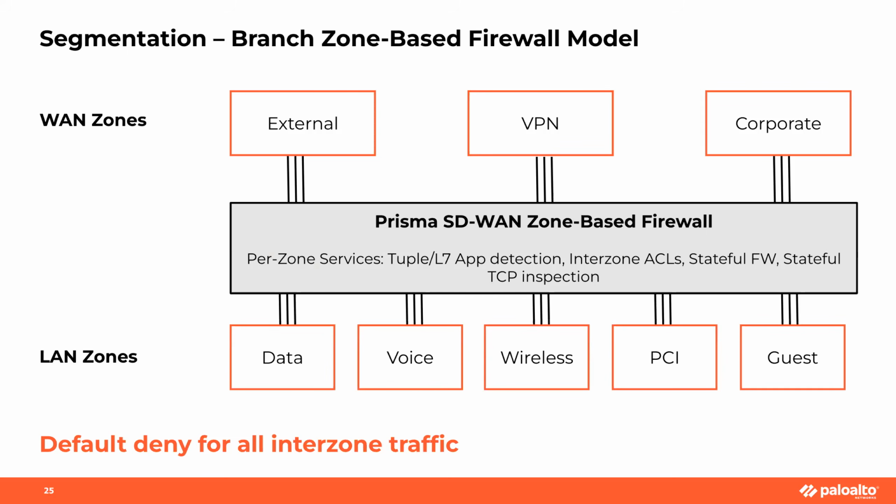And then for the LAN zone down here, we've got a whole different host of options. These are all fully customizable. These are not predefined. You can call them whatever you want, but we may have corporate data, corporate voice, wireless, PCI, or guest. And so, the default behavior for any intra-zone traffic or interzone traffic is to deny. So if you want your data VLAN or data interface to be able to communicate with your voice interface, on the LAN side, you have to build specific policy that allows that traffic to communicate between the two.